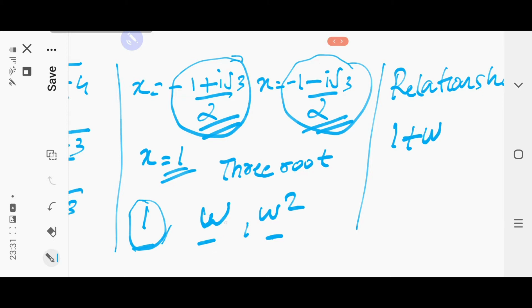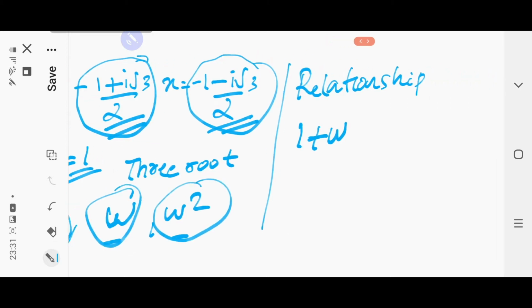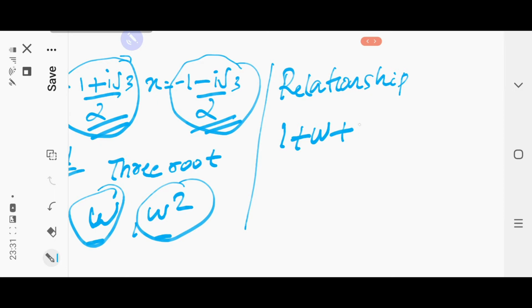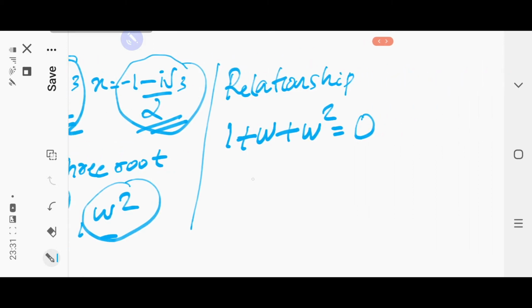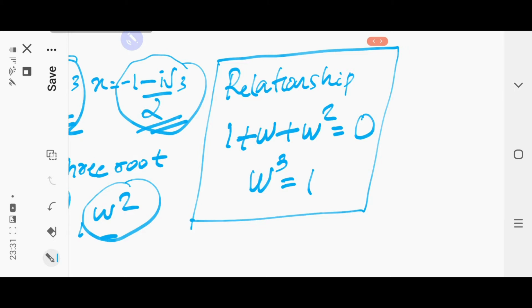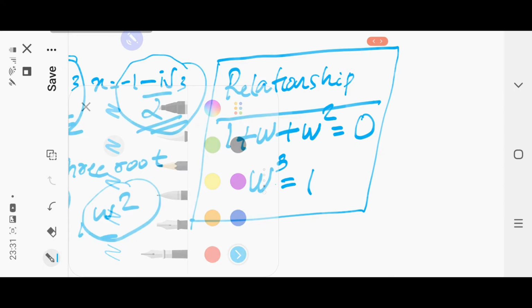Therefore, there are 3 roots, right? 1, omega and omega square. The sum of the cube roots of unity, 1 plus omega plus omega square, will be equal to 0. When you add these, you get equal to 0. And another important thing is that omega cube is equal to 1. Study these two relationships whenever cube root of unity or omega based questions come. These are two relations: 1 plus omega plus omega square is equal to 0 and omega cube is equal to 1.